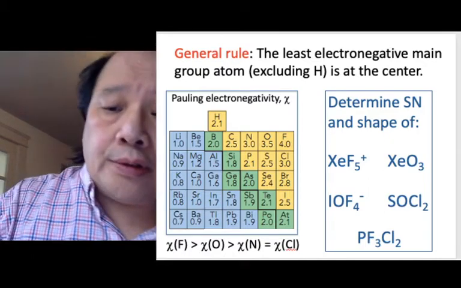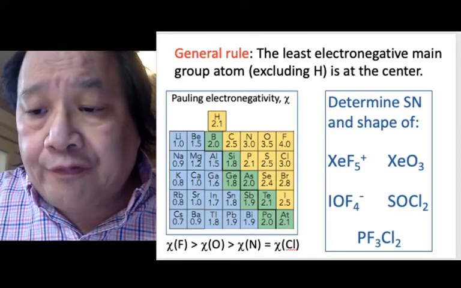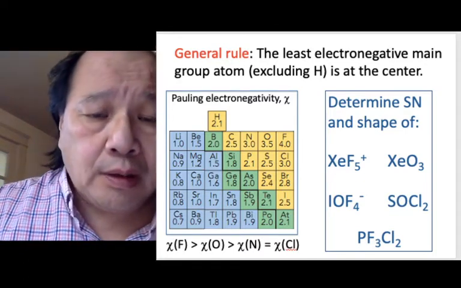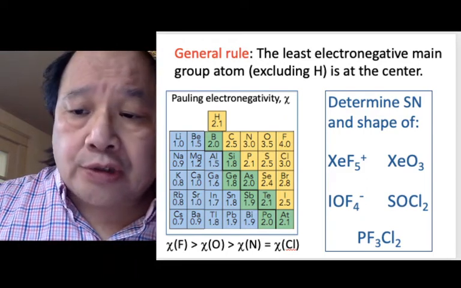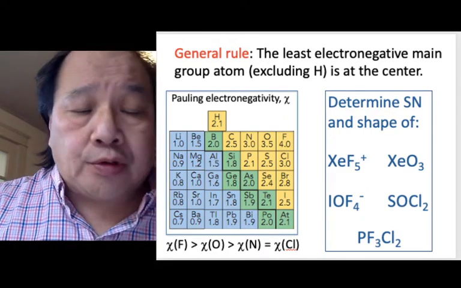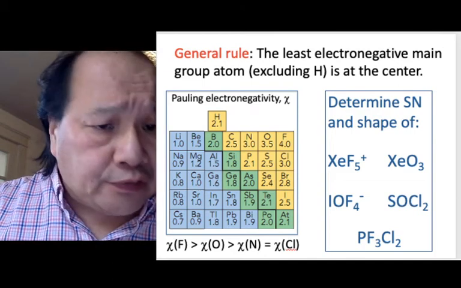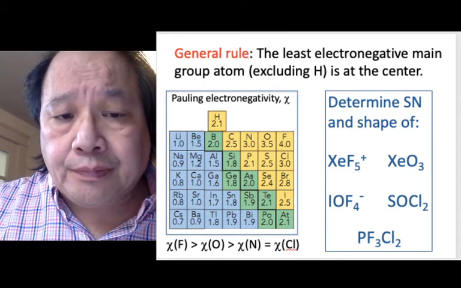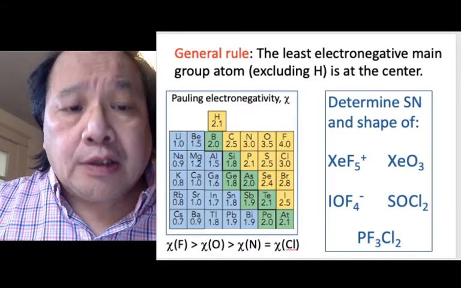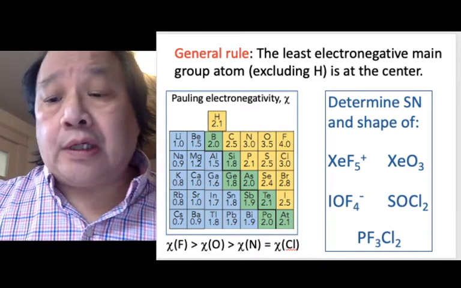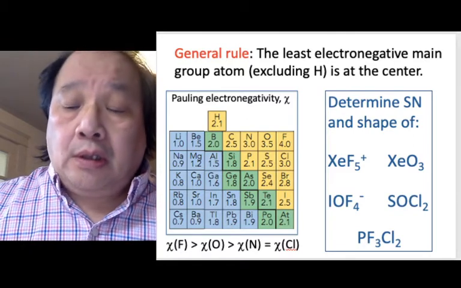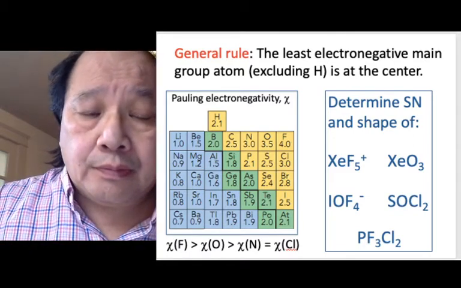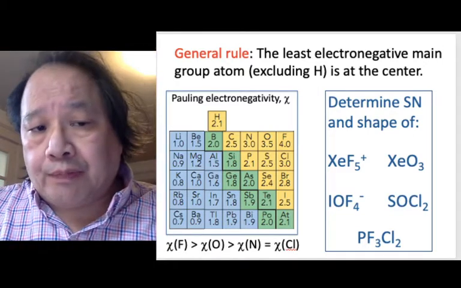Let's try another one. We'll just do one more. PF3Cl2, the very last one. PF3Cl2. What is the central atom? You're looking for the central atom, the most electropositive or most electronegative. So what is the central atom? The central atom is P. And now we can count the electrons. What's the steric number of PF3Cl2? Put it in chat. Steric number of PF3Cl2.